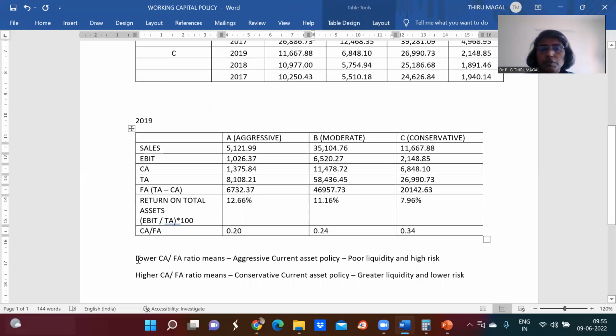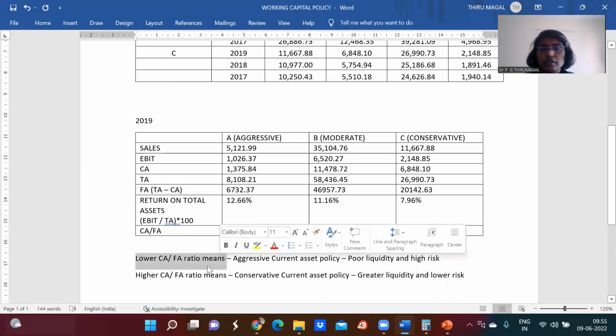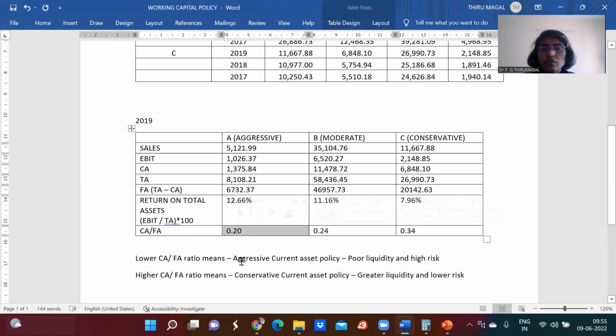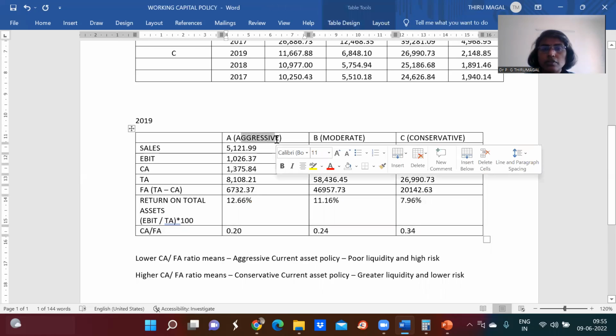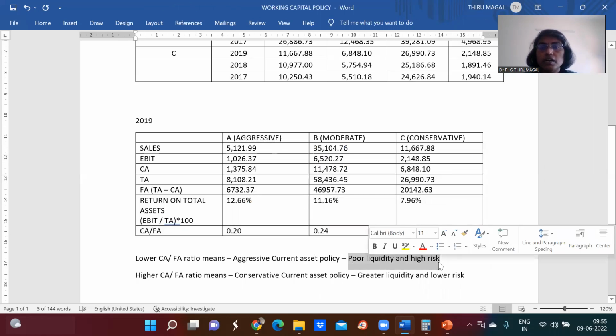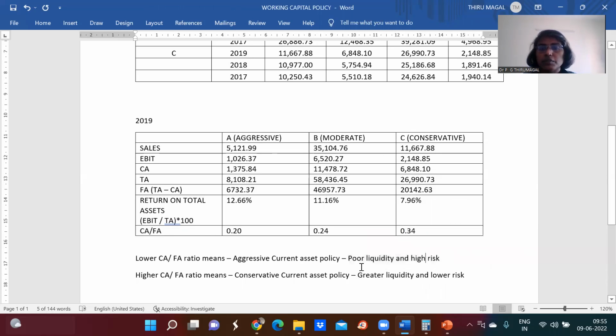So that's what I mentioned here. Lower current asset by fixed asset ratio means aggressive current asset policy. Which means among these three, the lower one is this one, so this company follows aggressive. What is the meaning of aggressive current asset policy? Here the liquidity position is poor for the company because they may not have sufficient current assets to meet their short-term requirements. It means poor liquidity and risk is more.